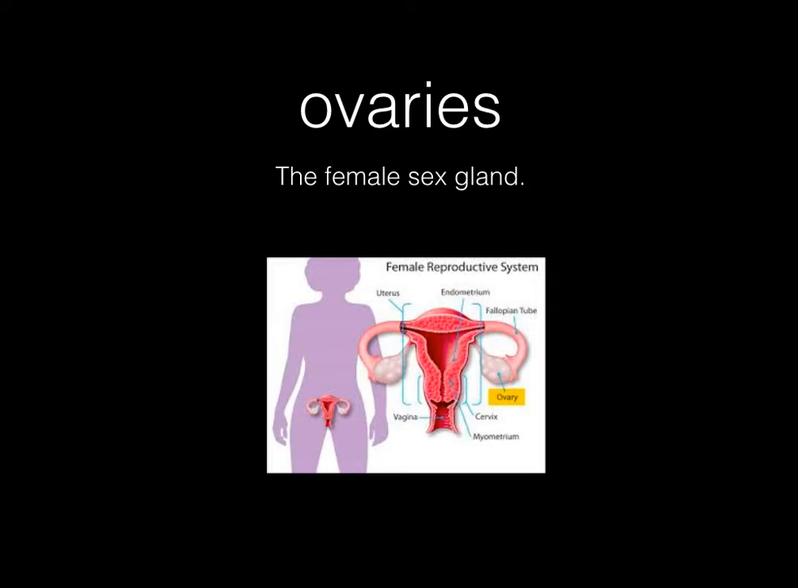Ovaries. Ovaries are the female sex glands. Ovaries are located right here, right below the fallopian tubes, and they hold our sex cells, which are our eggs, and they're obviously located in our reproductive system.